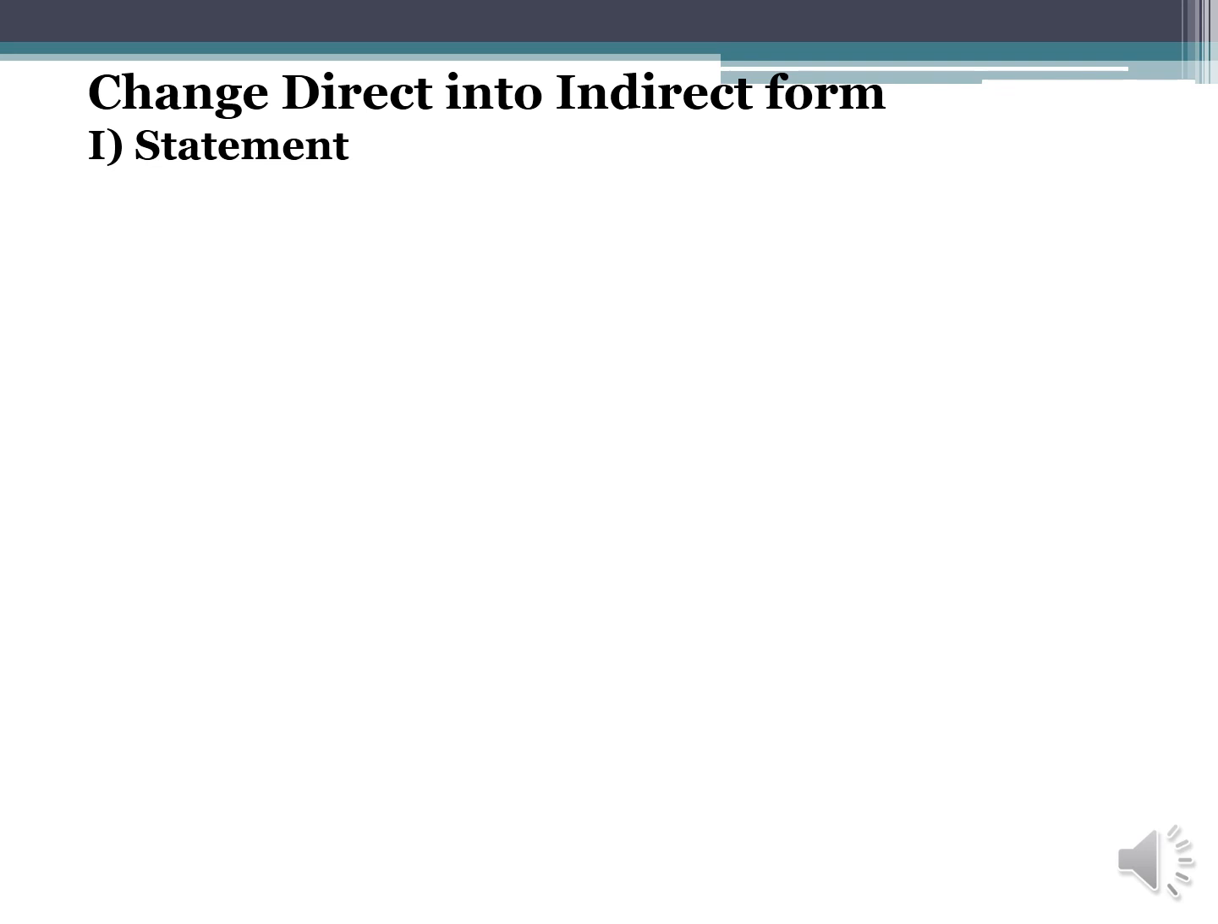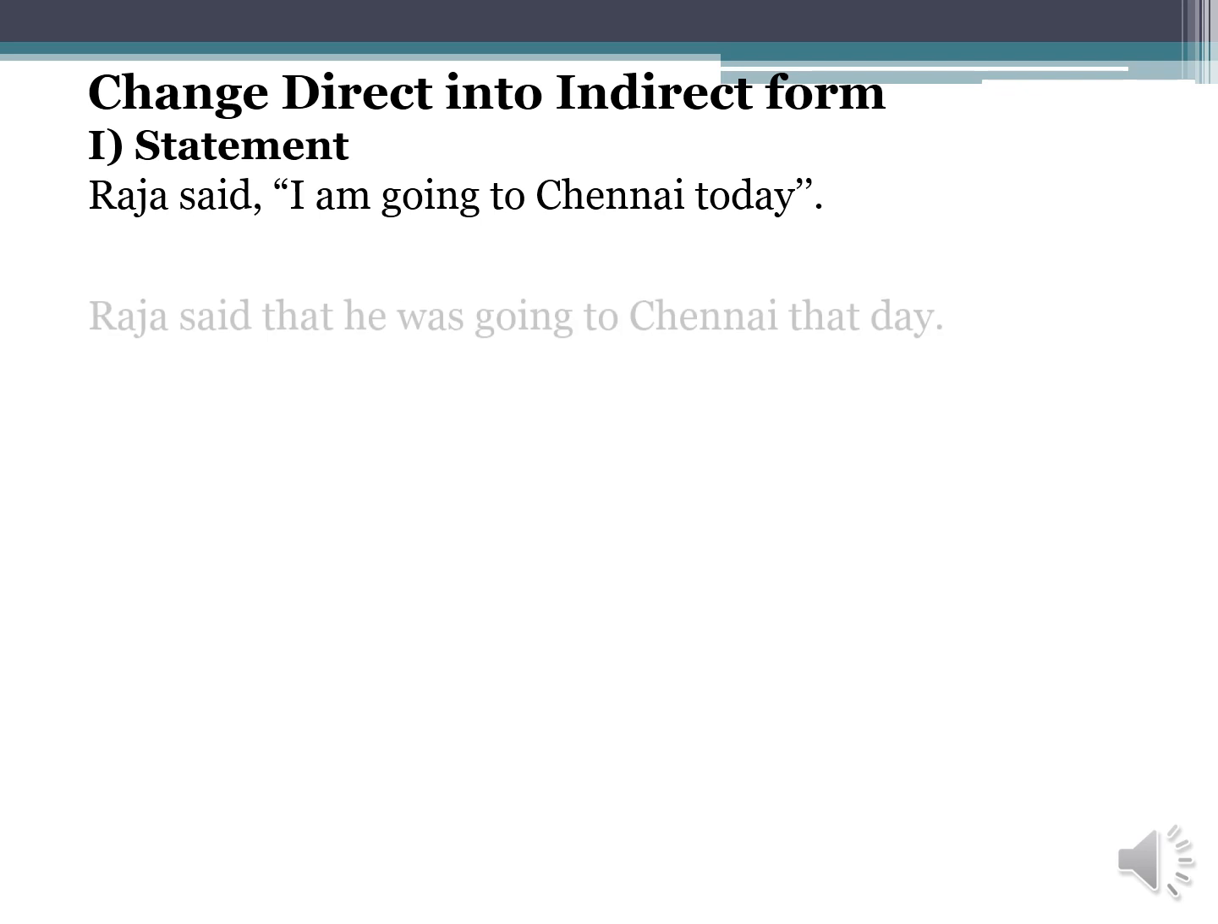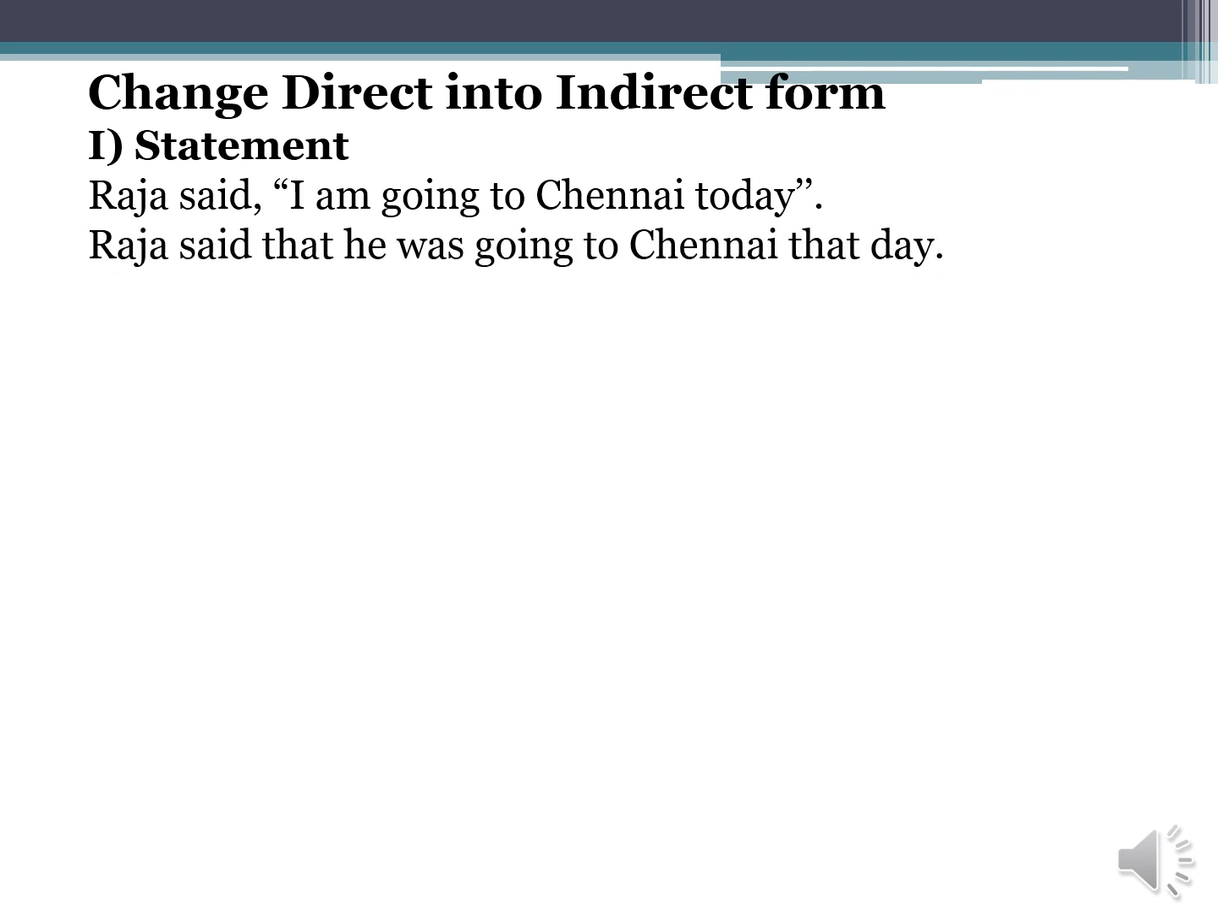Change direct into indirect form. Statement: Raja said, I am going to Chennai today. Here the answer is Raja said that he was going to Chennai that day. The connecting word for a statement is that. I am becomes he was going to Chennai. Today becomes that day.